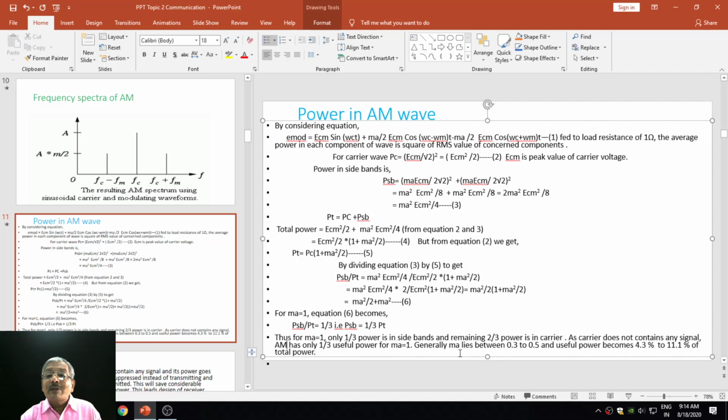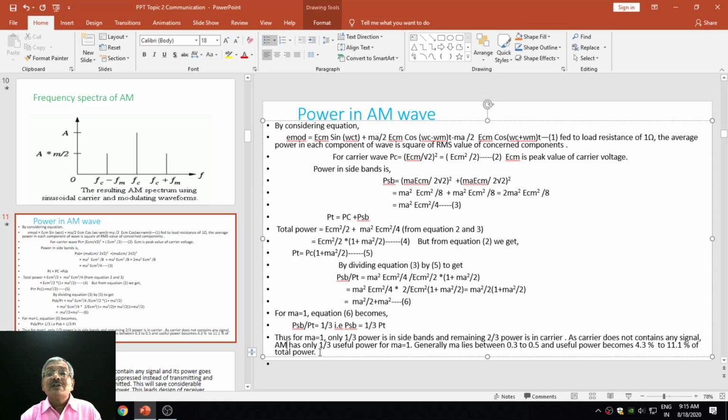Generally, modulation index lies in between 0.3 to 0.5 and useful power becomes 4.3% to 11.1% of the total power. MA is 1 for ideal modulation, 100% modulation, but 100% modulation is not possible. For MA is equal to 1, 1/3 power is in the sideband, 2/3 power is in the carrier. But generally modulation index is going to lie between 0.3 to 0.5. So useful power is 4.3% to 11.1% of the total power.